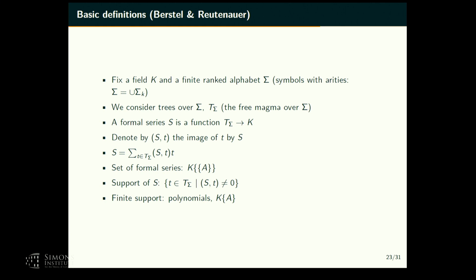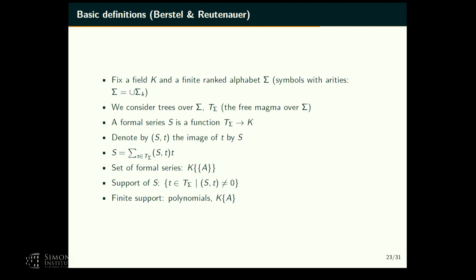now I have a finite ranked alphabet. It means I have symbols with arities. So sigma is a union of sigma k, and sigma k is a symbol that will take k arguments if you want. So sigma 0 is my letters, my A from last time. And now you consider trees over sigma. As usual when you define trees, a tree is either an element of sigma 0 or it's obtained by applying a symbol of arity k to k trees that I've already obtained, okay?